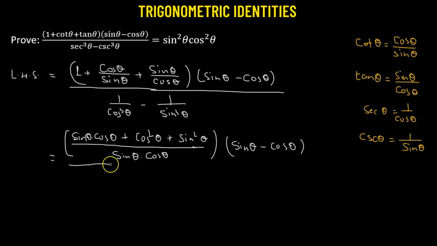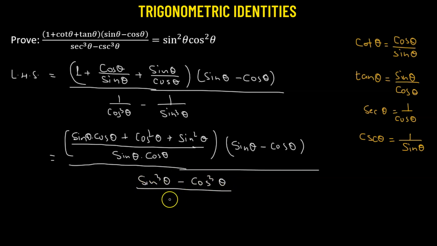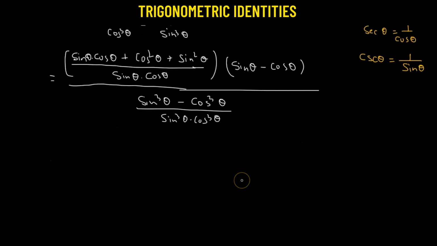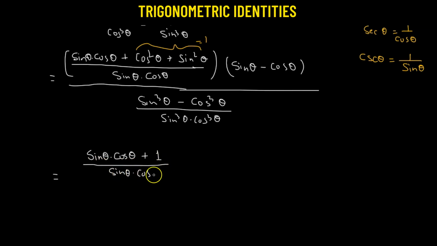Now we'll combine the two terms in the denominator as well. So here we are going to have sine cubed theta minus cosine cubed theta divided by sine cubed theta times cosine cubed theta. Fine. Now, in the numerator, we will have sine theta times cosine theta plus, so here we have cosine squared theta plus sine squared theta. This is a standard trig identity with a value equals to 1. So we have sine theta times cosine theta plus 1, whole divided by sine theta times cosine theta. This will get multiplied to sine theta minus cosine theta.